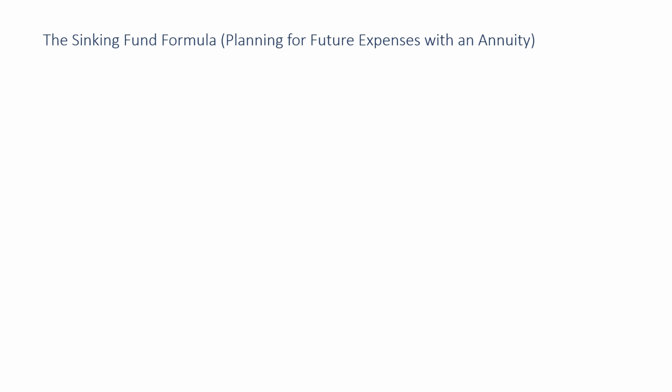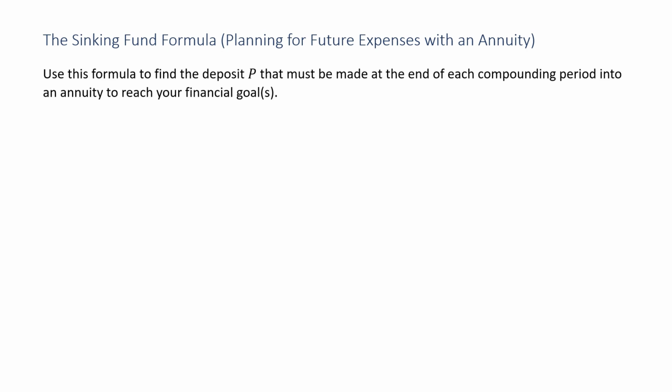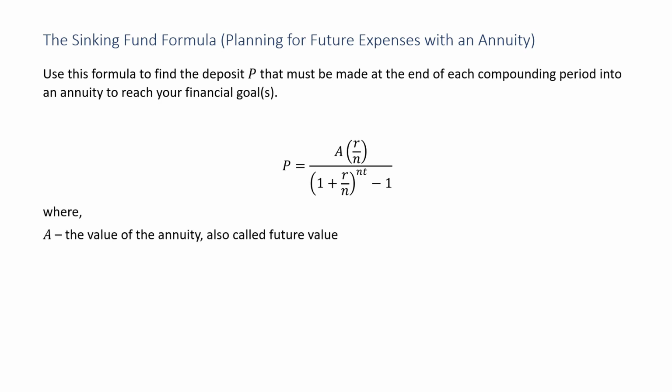The sinking fund formula. This is planning for future expenses with an annuity. You use this formula to find the deposit P that must be made at the end of each compounding period into an annuity to reach your financial goals. The formula is actually the future value of an ordinary annuity solved for the P, and the letters all stand for the same thing.